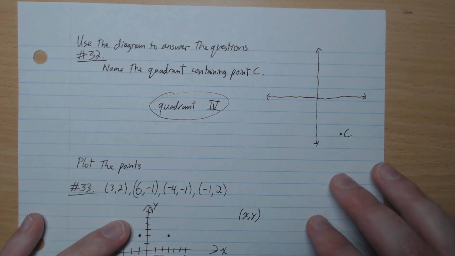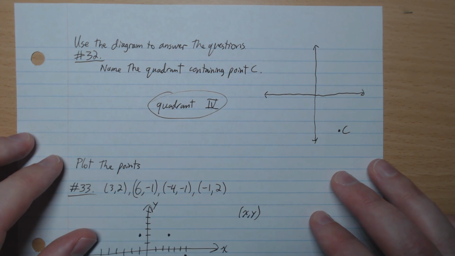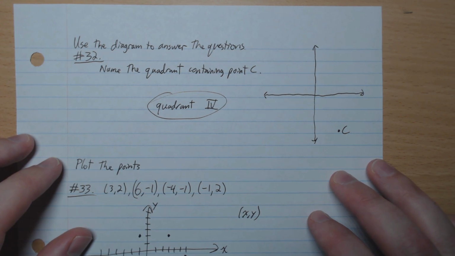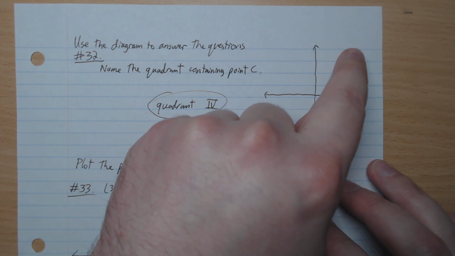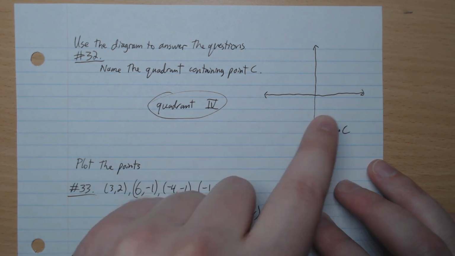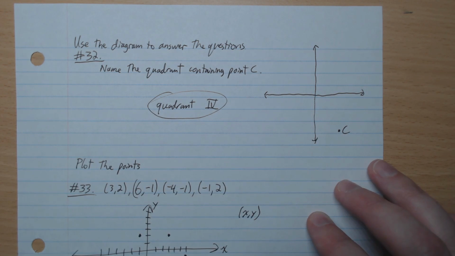Okay, 32. Use the diagram to answer the questions. Name the quadrant containing the point C. The point C is here. Quadrant is 1, 2, 3, 4. So that's how we know quadrant 4 for point C.